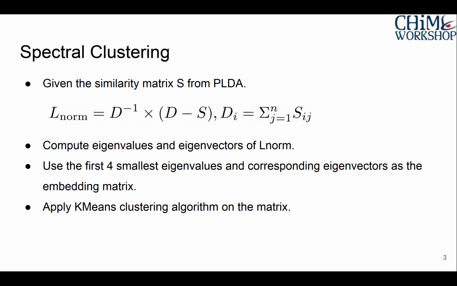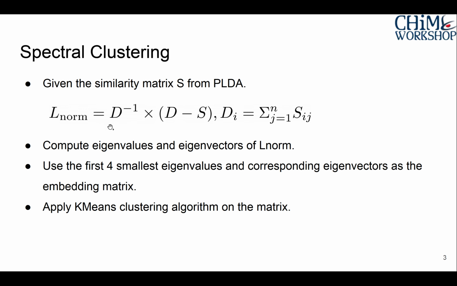So what is spectral clustering? Imagine if you already have the similarity matrix S by using the PLDA, then the first thing you can do is computing the diagonal matrix D, in which Di is equal to the sum of Sij, where j is from 1 to n. And after that you can compute the matrix L norm, where L norm is equal to the inverse of D times D minus the similarity matrix S.